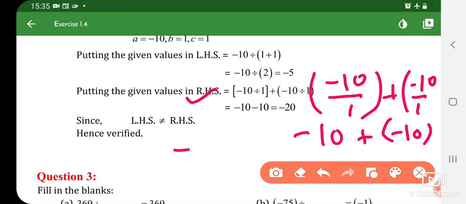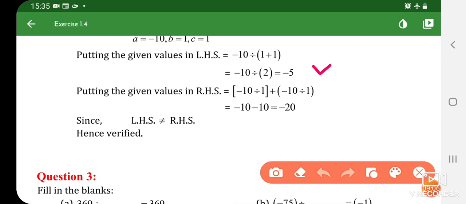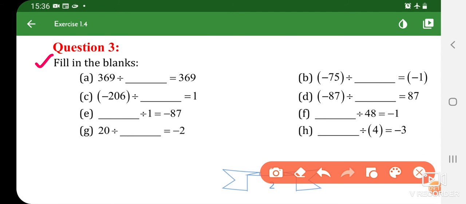So what is minus 10 and minus 10? Minus 10 and minus 10 is minus 20. So the answer of the LHS is minus 5 and the answer of the RHS is minus 20. That means the LHS is not equal to the RHS. Hence verified. Now the next question, question number 3, fill in the blanks. 369 divided by blank is equal to 369.